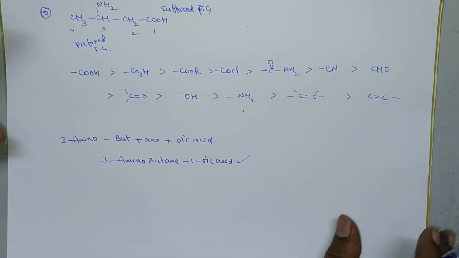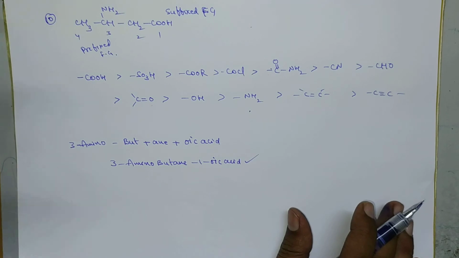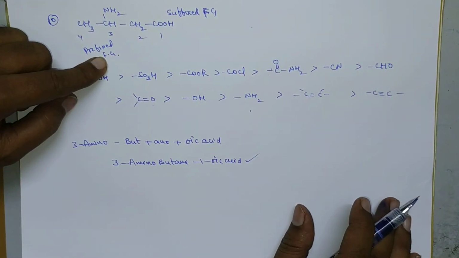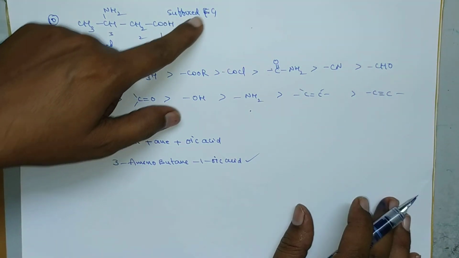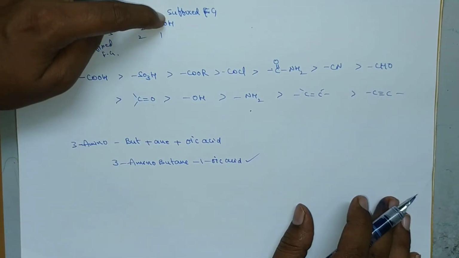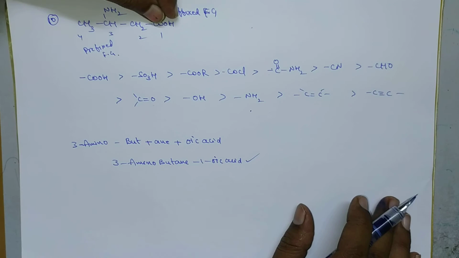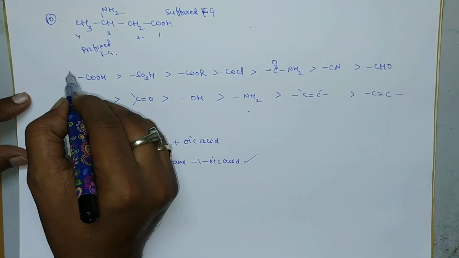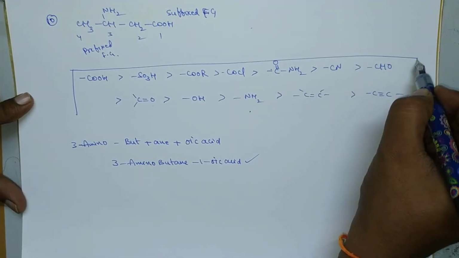So in the case of bifunctional compounds, which consist of two or more functional groups, one functional group should be considered the prefixed functional group, and the other can be considered the suffixed functional group. The suffixed functional group will get the highest priority. So the order of functional groups should be in this order, and we have to remember this order also.